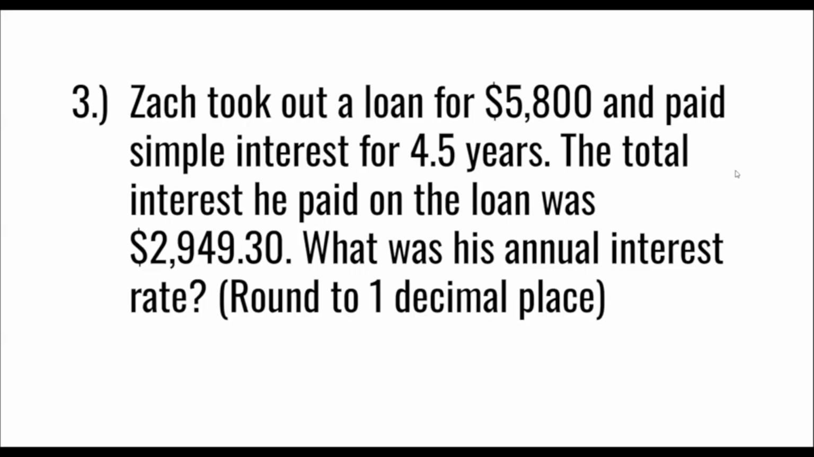Question number 3: Zach took out a loan for $5,800 and paid simple interest for 4.5 years. The total interest that he paid on that loan was $2,949.30. What was his annual interest rate? We're going to round that answer to 1 decimal place. So for this question, we're still working with simple interest here, but now instead of finding interest or the amount after a certain amount of time, we're finding the rate, the value of R in our equation for interest. So we can go on over to our notes to work out problem number 3.